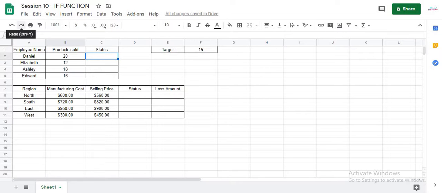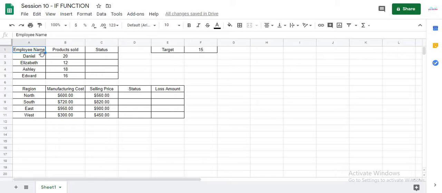In today's session, we will learn about the IF function. The IF function is one of the most commonly used statements in Google Sheets, as it allows us to make a logical comparison between a value and what you expect. An IF statement can have two results. The first result is if your comparison is true. The second, if your comparison is false.